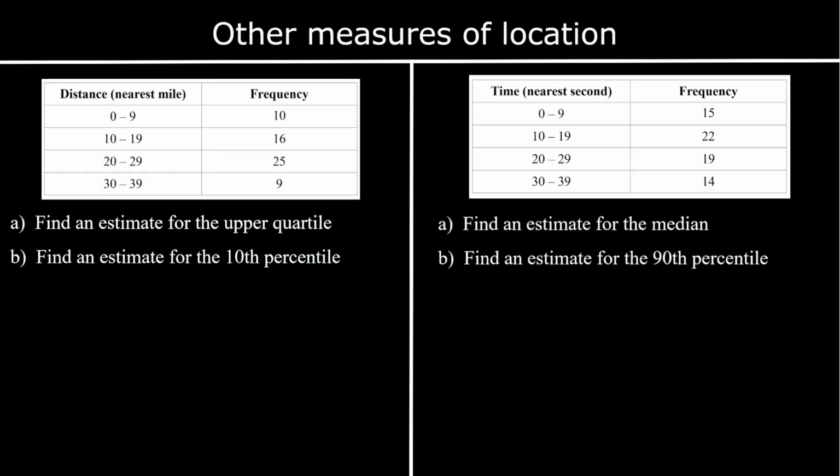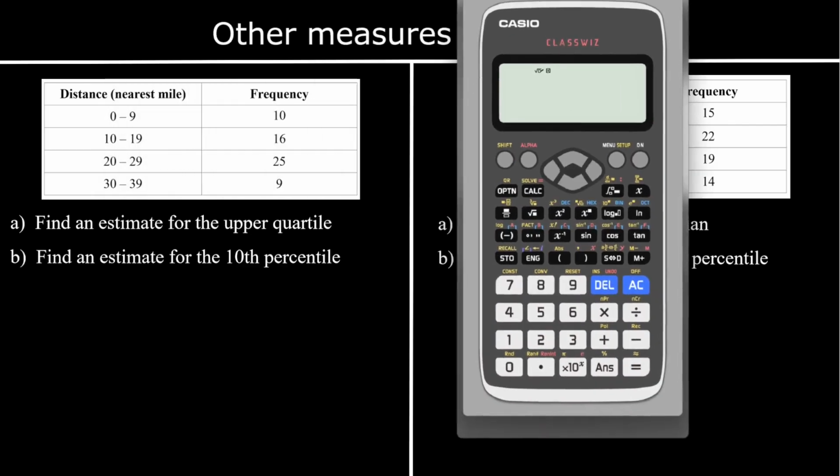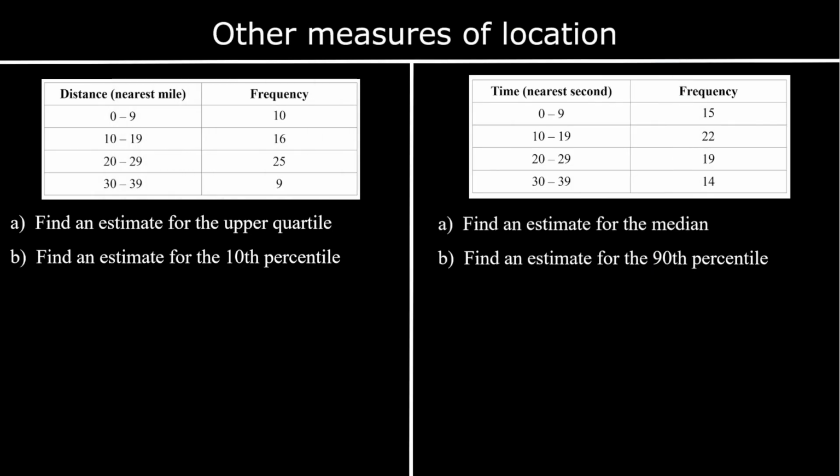Now in this question, we've got a table of data. And we're going to have to use something called interpolation to find our quartiles and our percentiles. The first question, we've got distance in miles, we've got frequency, and we need to find an estimate for the upper quartile. We need to know the total frequency. Actually, what I'll do, I will do a cumulative frequency down the side. That's going to help us.